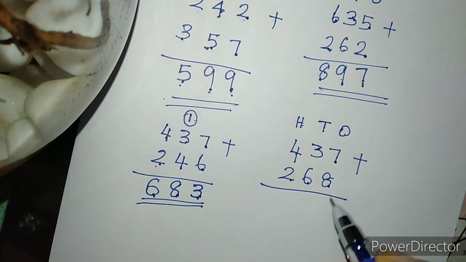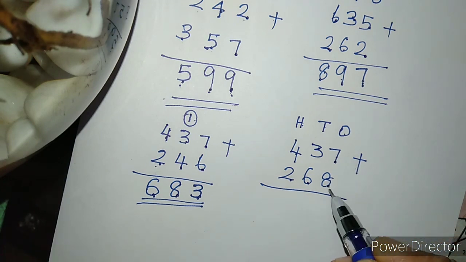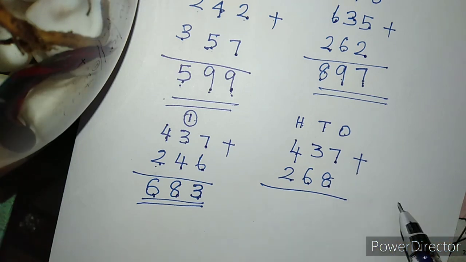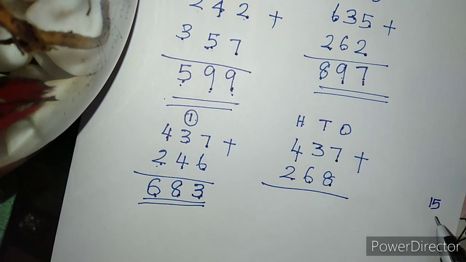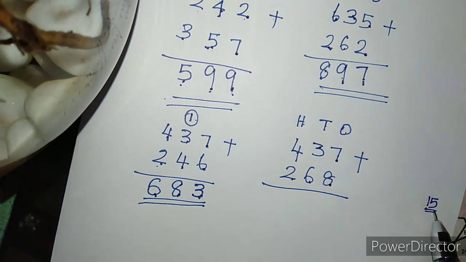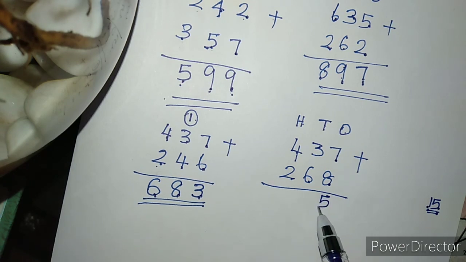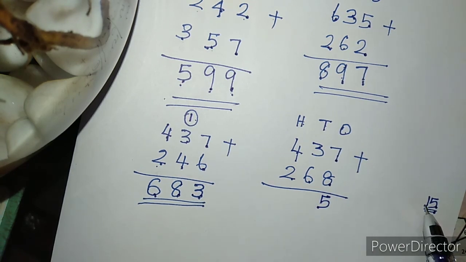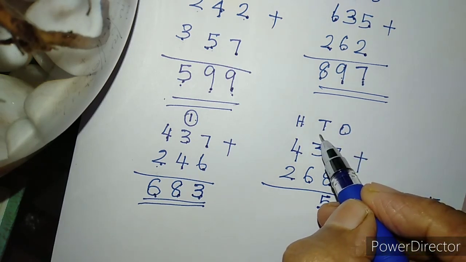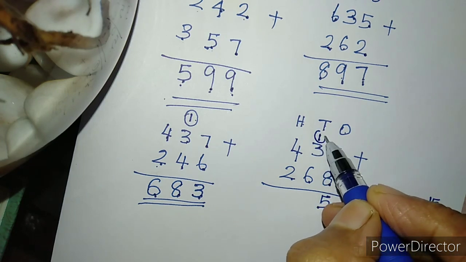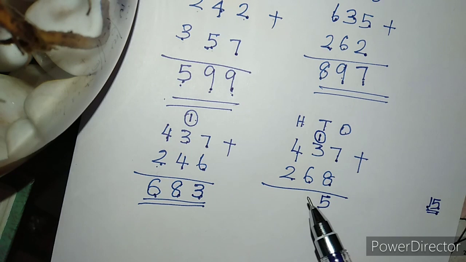Let's add ones first. 8 plus 7. 8 plus 7 is equal to 15. 15 is equal to 1 ten and 5 ones. So write 5 ones in the ones column. 1 ten carry forward in tens column.